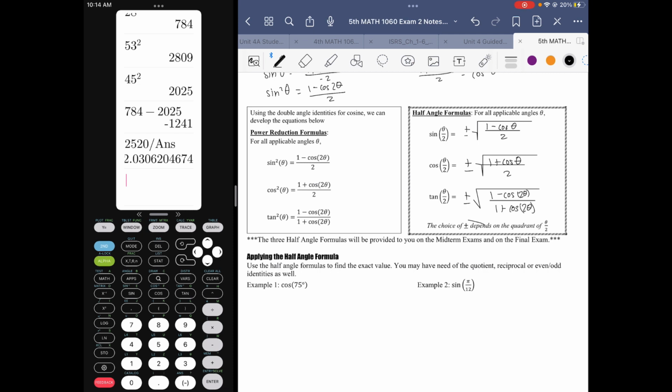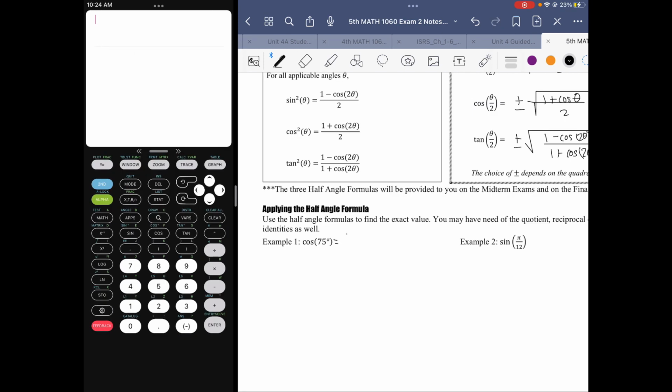And the plus or minus depends on which quadrant you're in. So it is plus or minus because it's a square root, but we also put it there to remind you it depends on which quadrant you're in, if cosine should be positive or negative. So cosine of 75 would be equivalent to the cosine of 150 over 2, which makes theta 150. So then we could say that this is equal to plus or minus the square root of 1 plus the cosine of 150 over 2.